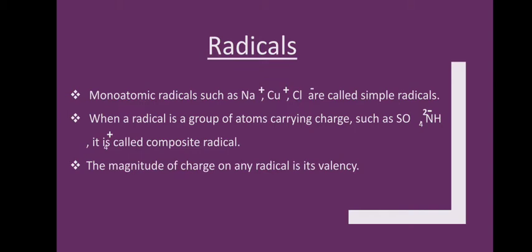When a radical is a group of atoms carrying charge, such as SO4 2 negative or NH4 plus, please make that correction, just refer to your book and make that correction. It is called a composite radical. What is it called? Composite radical. Why? Because it comprises more than one atom. It is a group of atoms which carries the charge. So it is called a composite radical.